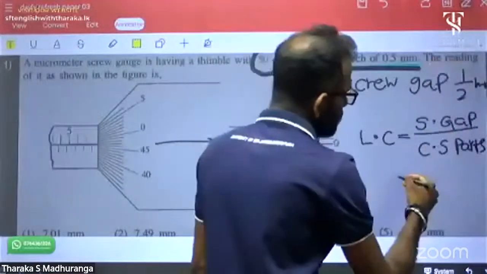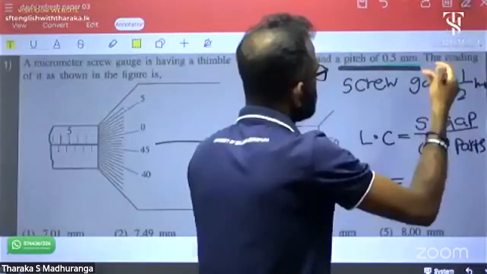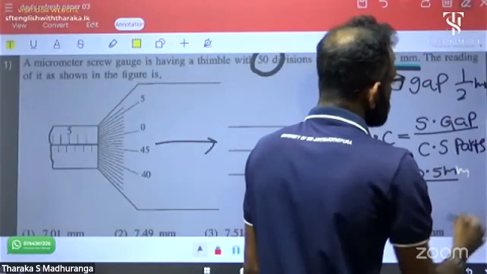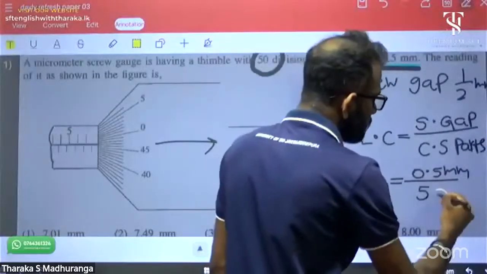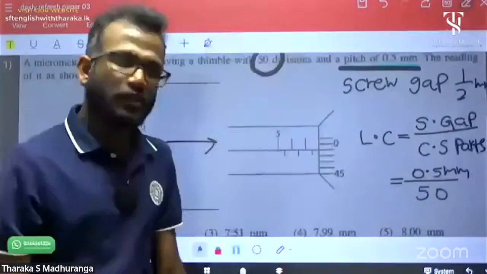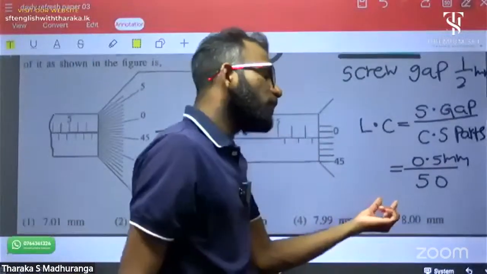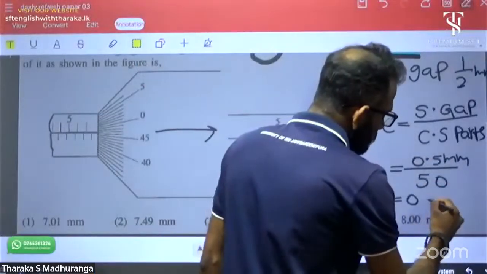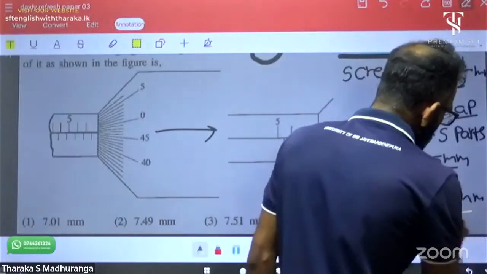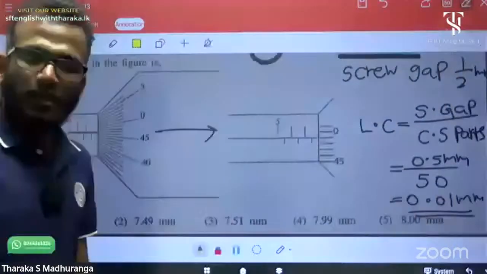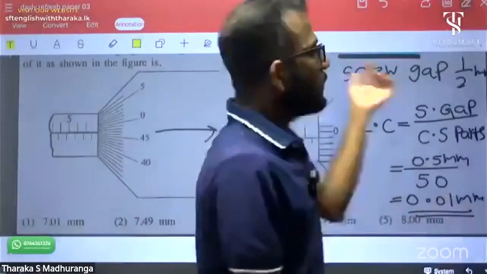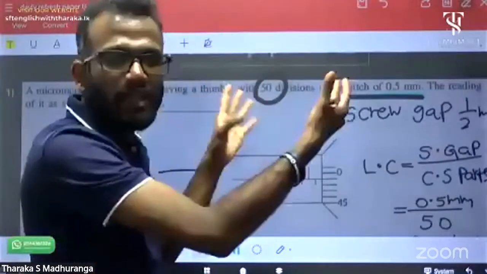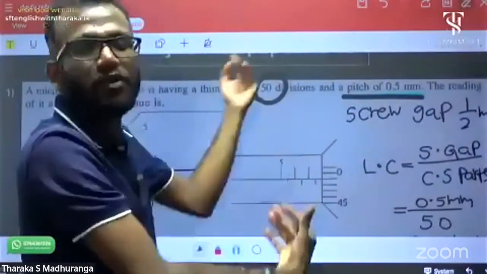According to this instrument, the screw gap or pitch is 0.5 millimeter, divided by the number of circular scale parts, 50. Half divided by 50 means what is the value? 0.01 millimeter. 0.01 is the least count of this instrument. The screw gap and number of circular scale parts given are a hint for the least count.